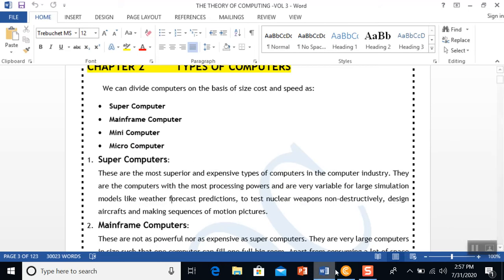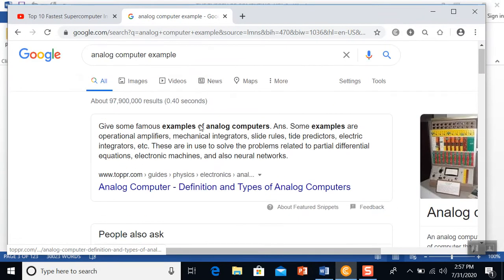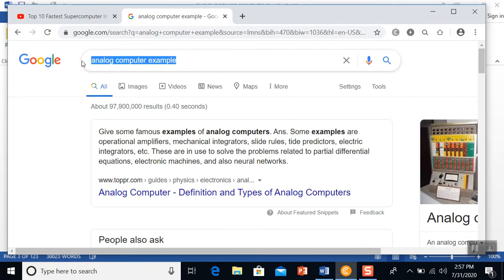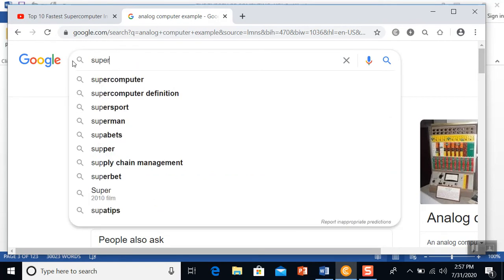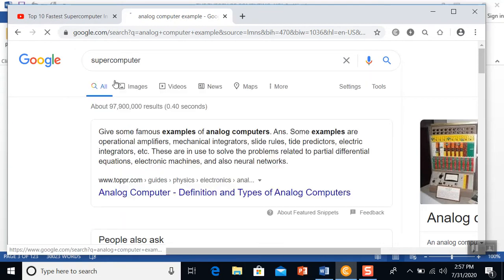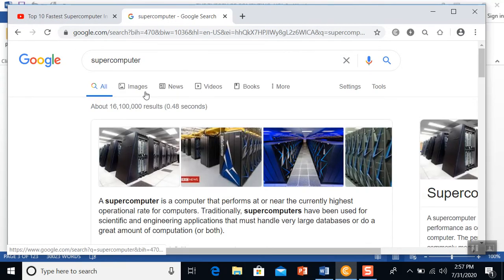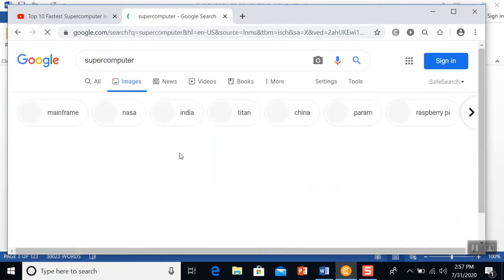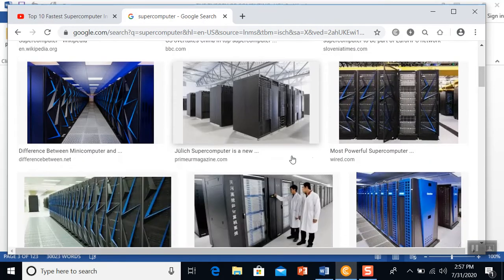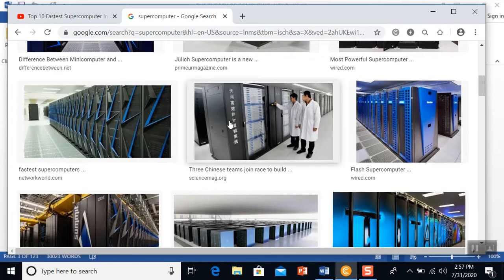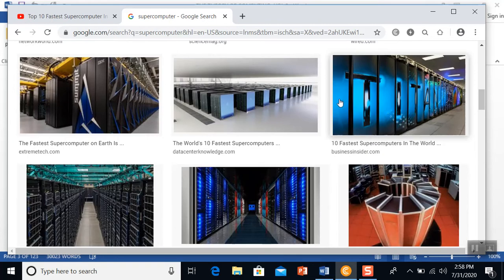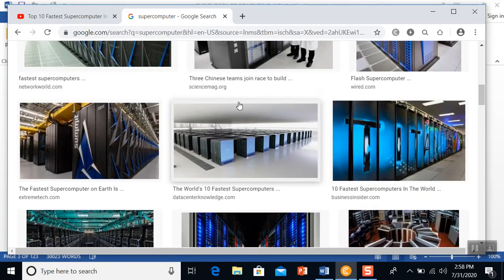It's so fast. Let me check from a Google search if we can see any picture of a supercomputer. So, looking at the images, we can see all those big CPUs. These are the most expensive types of computers. They are sophisticated and they are the fastest of all in the field of computing.